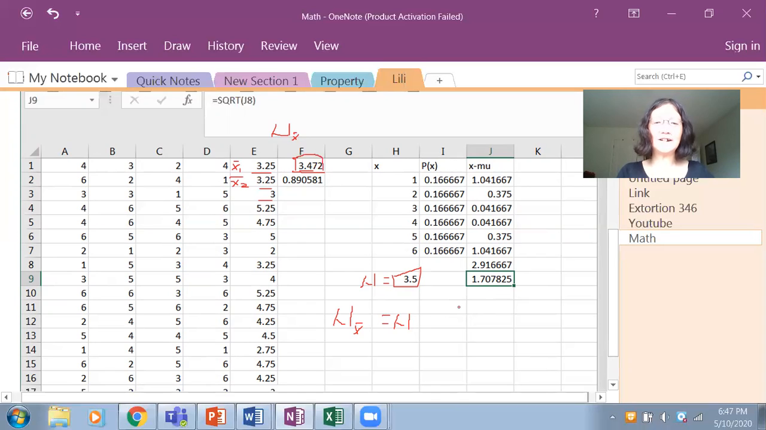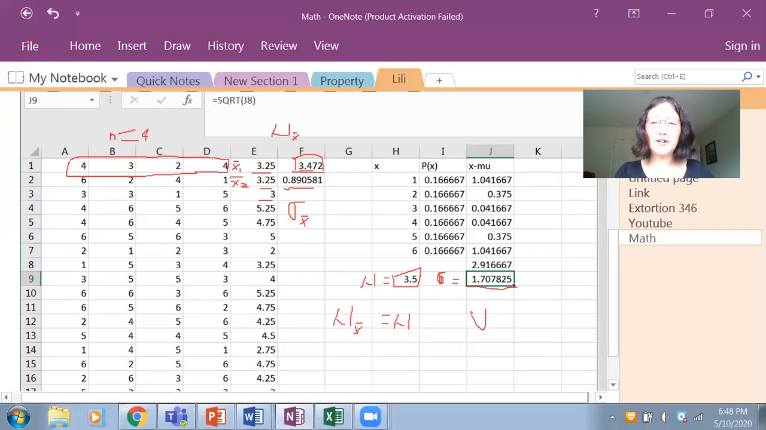Next, let's look at the standard deviation. This standard deviation represents the sampling distribution of the sample standard deviation. We use sigma, then subscript x bar. So sigma x bar equals 0.8905. And this number is the population standard deviation. We use sigma. Sigma equals 1.7078. What is the relationship between these two numbers, sigma and sigma x bar? Let's find out. Remember, the sample size is 4, n equals 4.